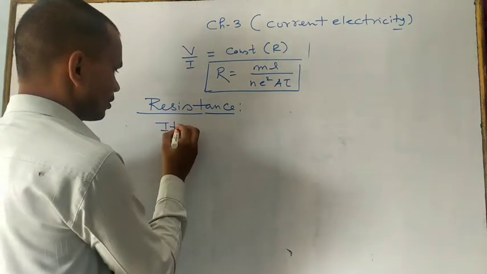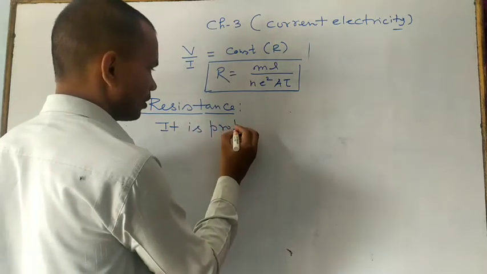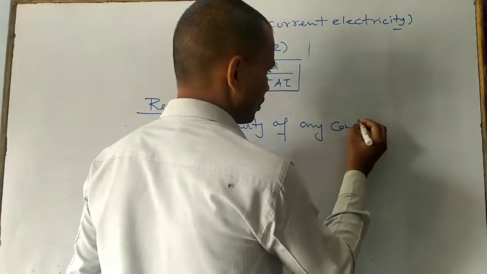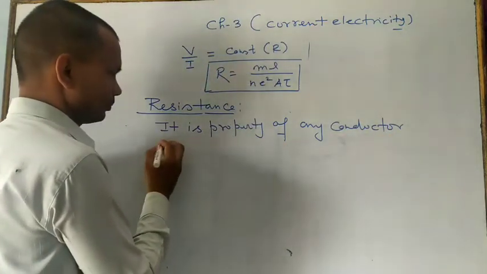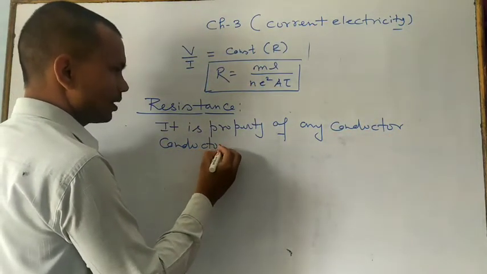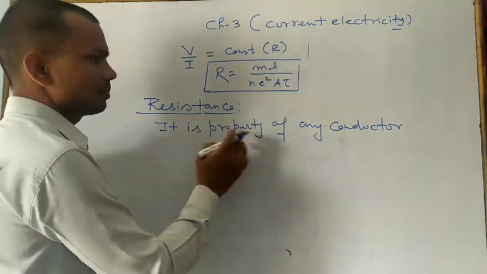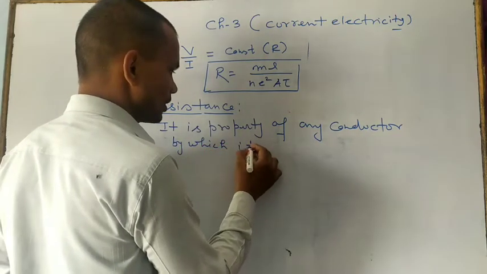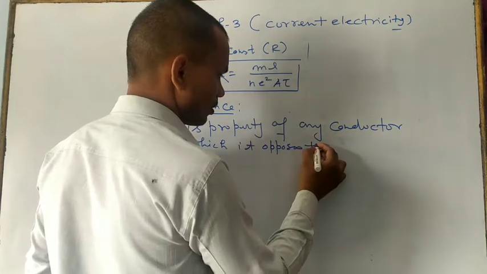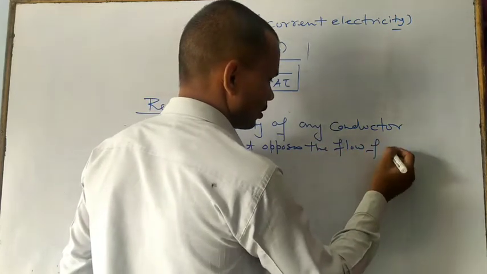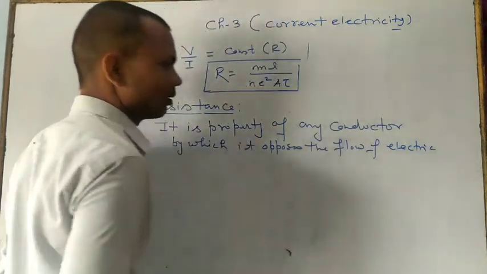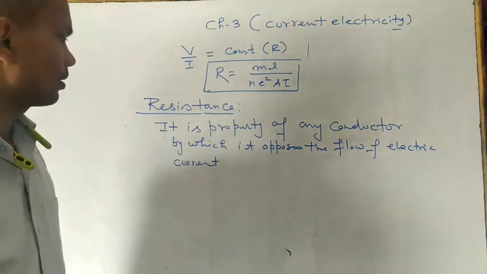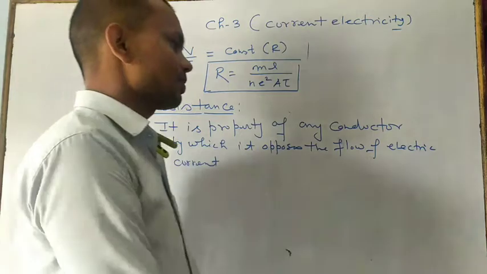So resistance is the property of any conductor by which it opposes the flow of electric current. So this is the physical meaning of resistance of a conductor.